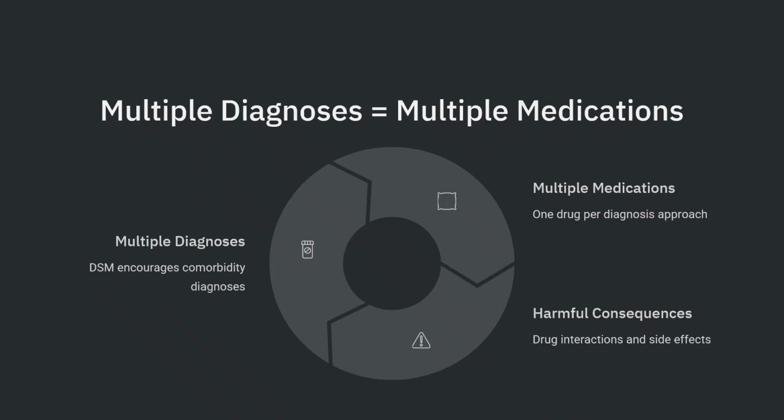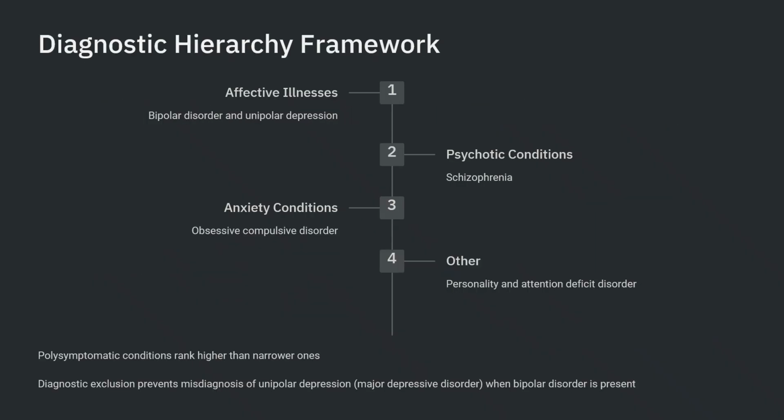One of the direct consequences of the DSM approach to comorbidities is polypharmacy. Patients with multiple diagnoses often receive multiple medications, one for each diagnosis. This can lead to increased adverse effects, drug interactions, and overall complexity in pharmacologic management. What could be another approach to psychiatric diagnosis?